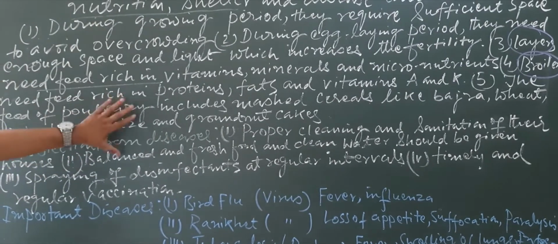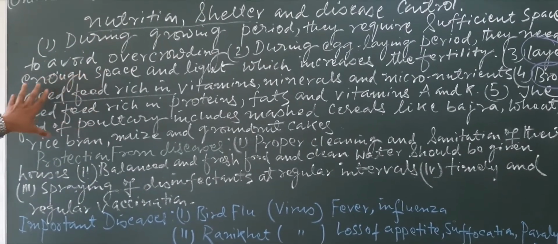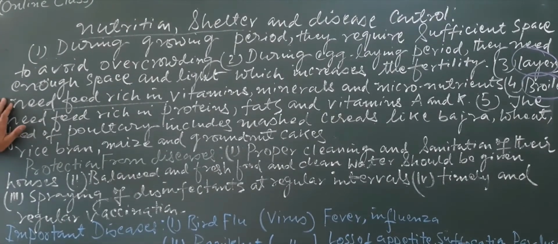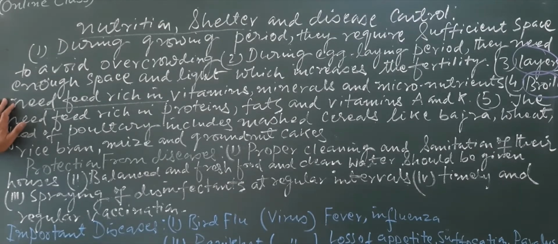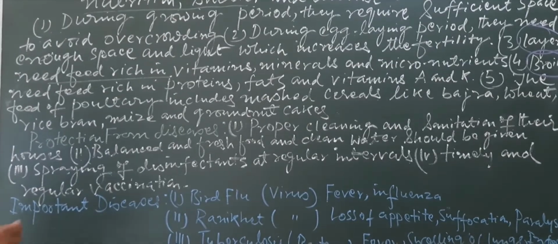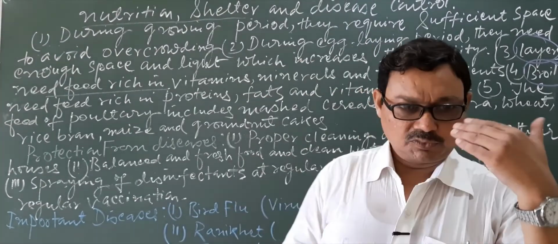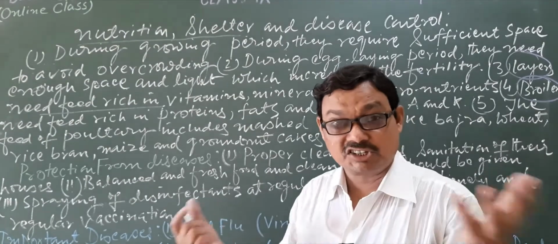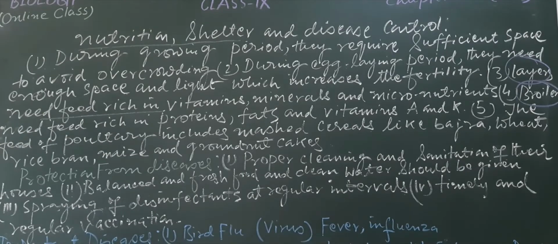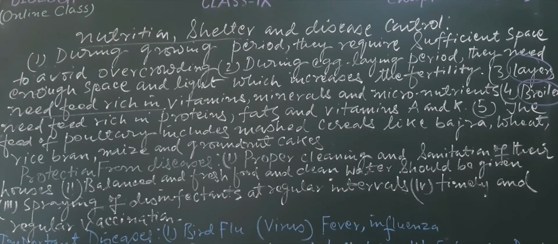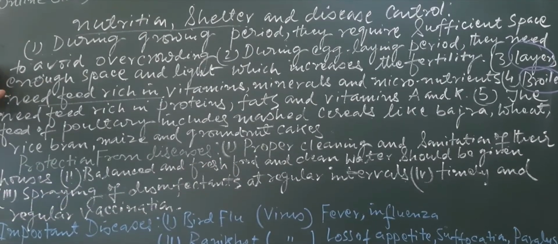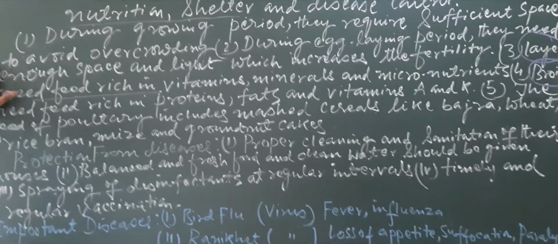These are some facts about their nutrition and shelter also. In the shelter, sufficient space is provided, enough light is required, and there is no overcrowding. If there is no arrangement of sanitation, then there will be problems. Regularly they require spraying of disinfectants in their house and in their shelter.